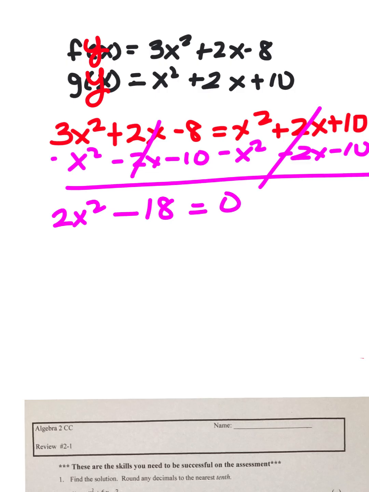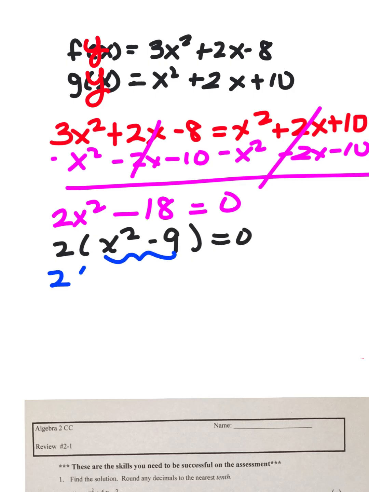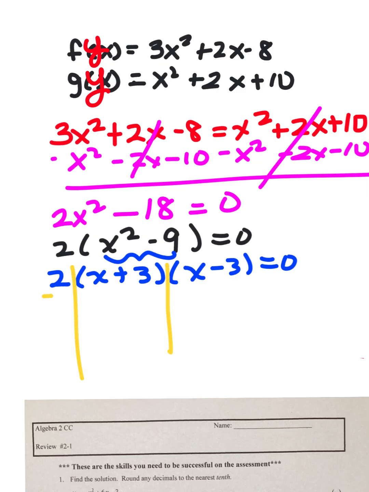All right, so now I'm going to solve the quadratic. So there is actually a GCF. The GCF is 2 times x squared minus 9. And now I'm going to factor the x squared minus 9. That's difference of squares. So that's x plus 3, x minus 3 equals 0. All right, and then we'll do the t-chart. Don't do anything with the 2 over here because there's no x. We get x equals negative 3 and x equals positive 3.